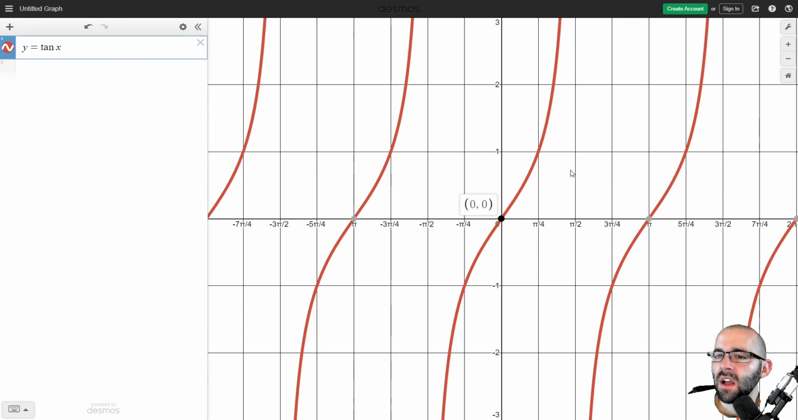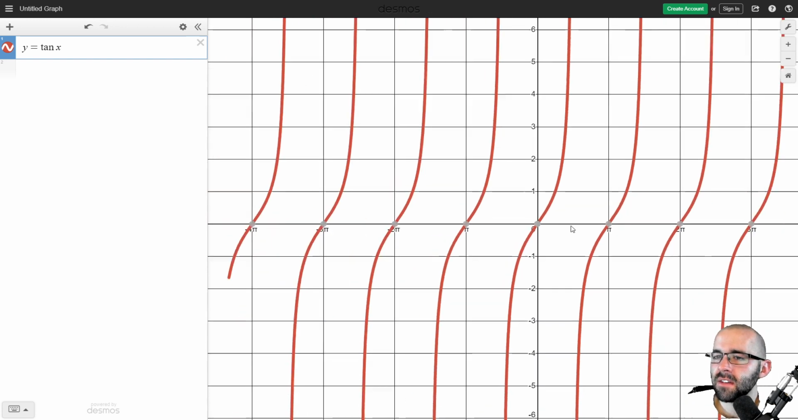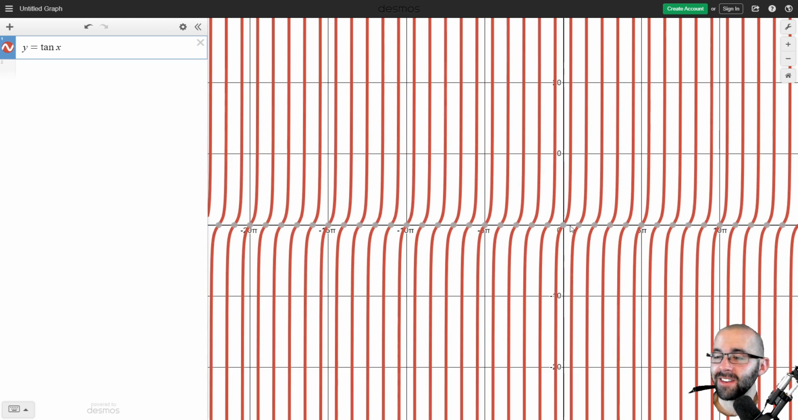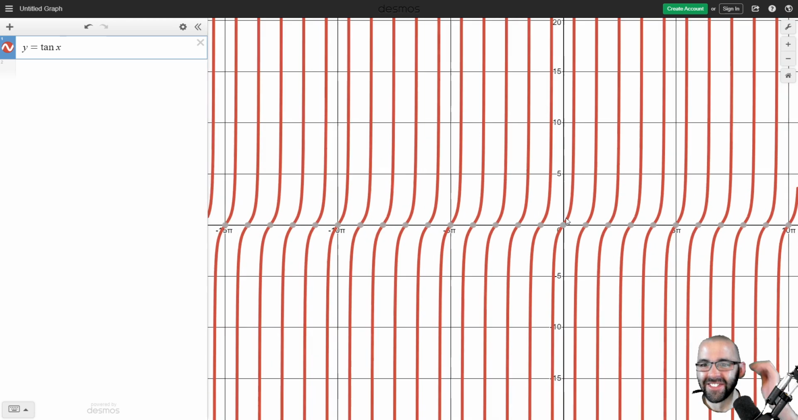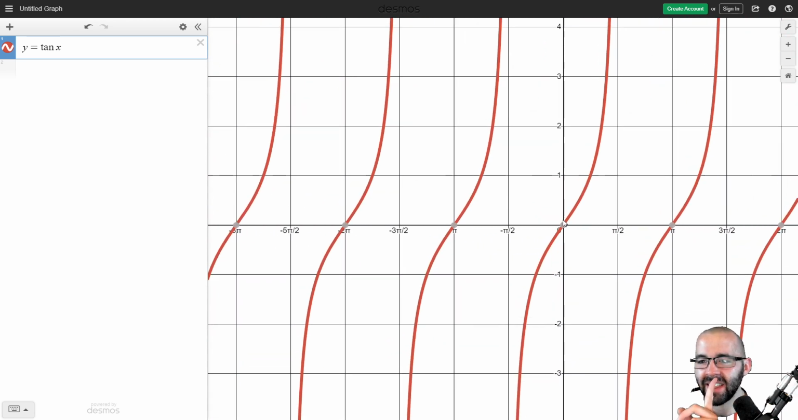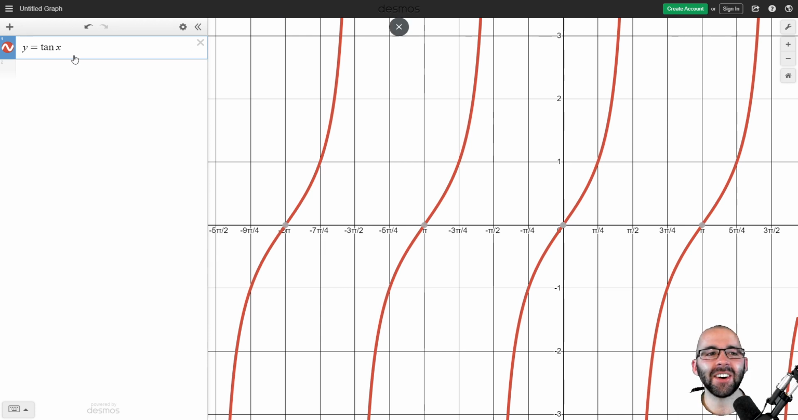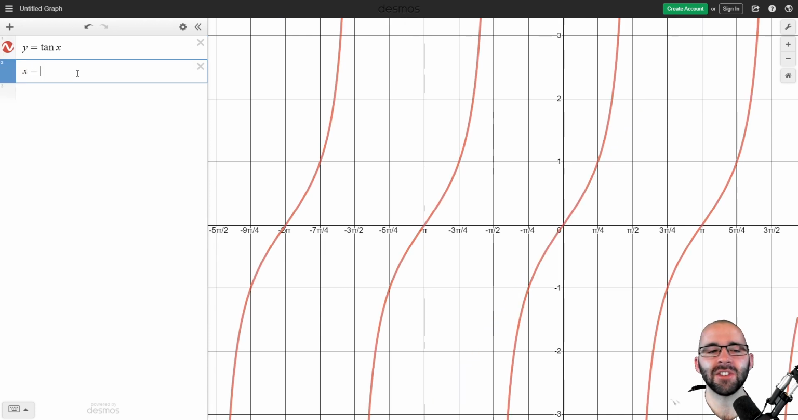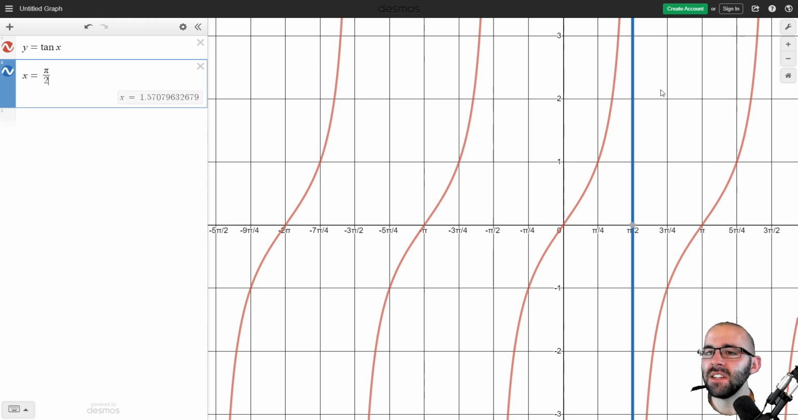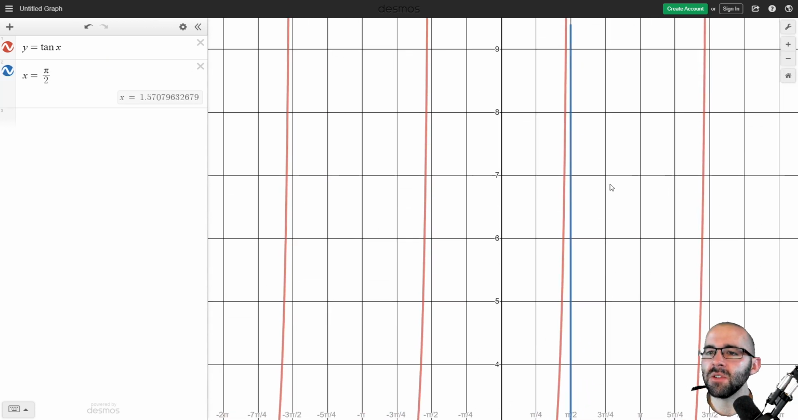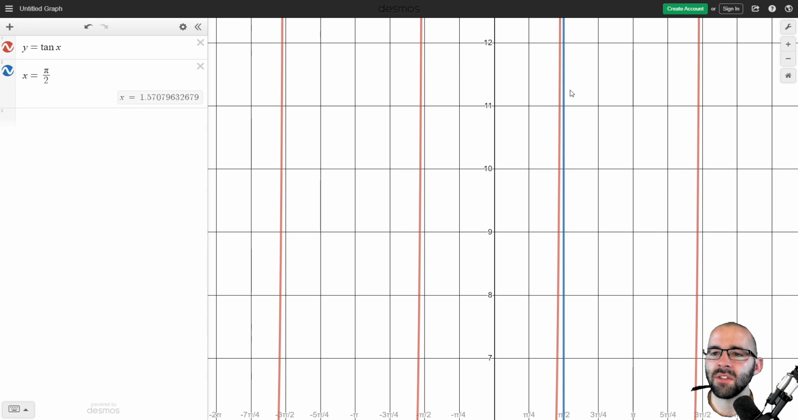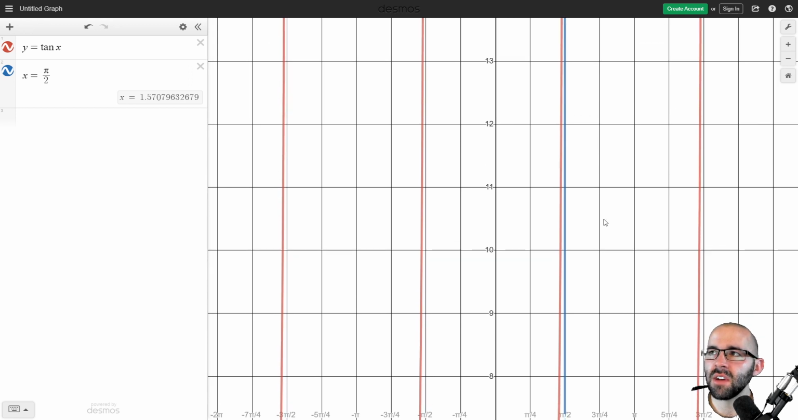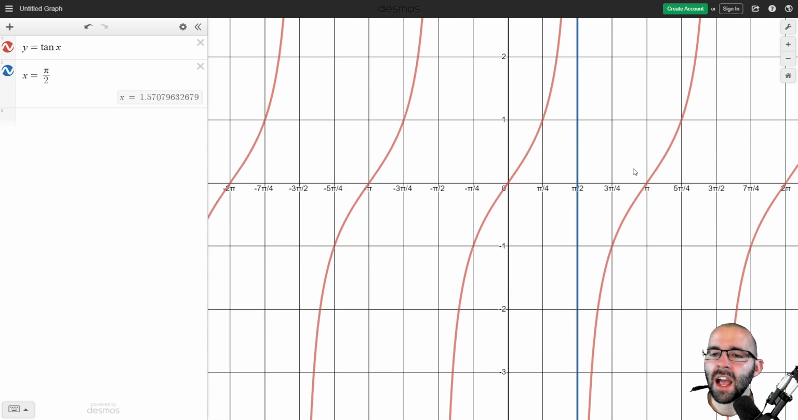And then if we zoom out a little bit, or if we just look at this, you see that the graph will get closer and closer and closer to pi over 2, but it will never reach it, and it shoots off to infinity. It's going to be an asymptote.